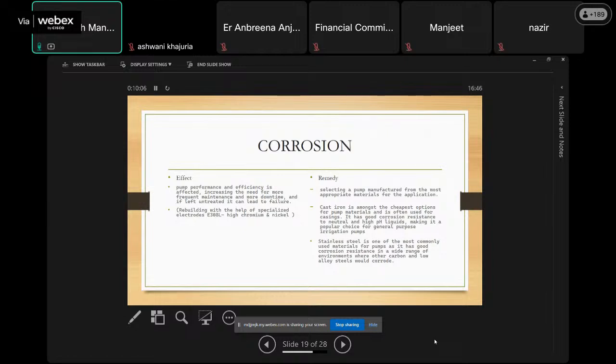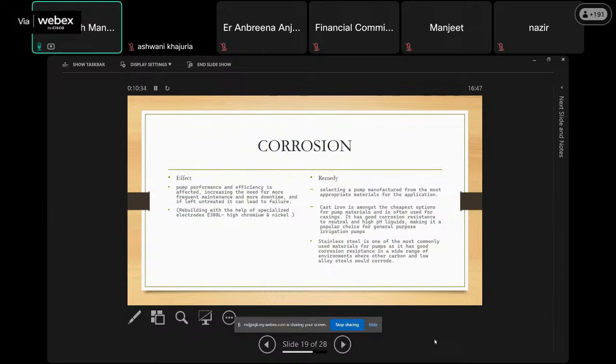So what is done is the rebuilding of the surfaces with the help of specialized electrodes which have high chromium and nickel content. However, the remedy can also be made prior to this, if we select the proper material for the pump for the application.